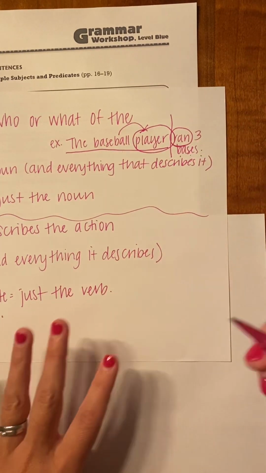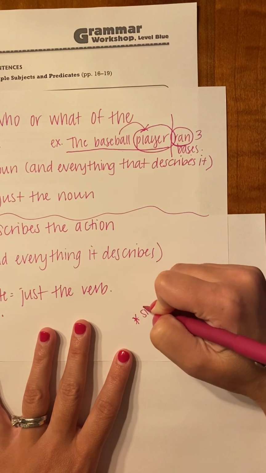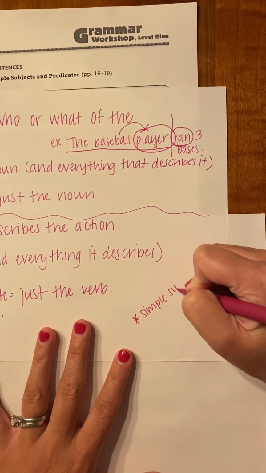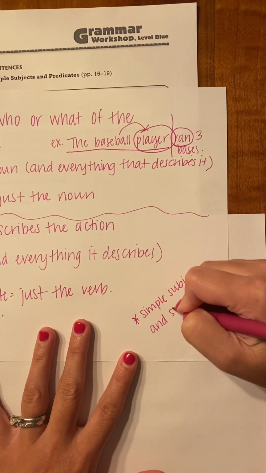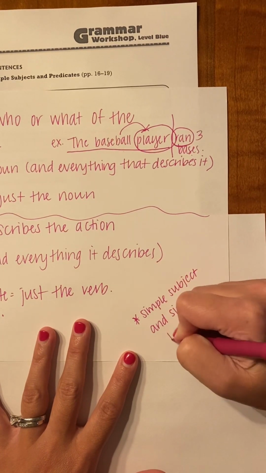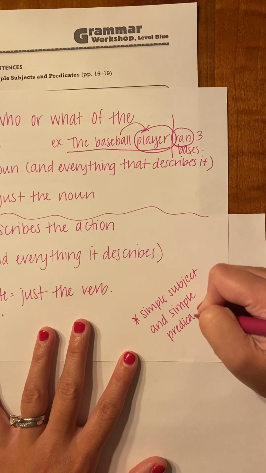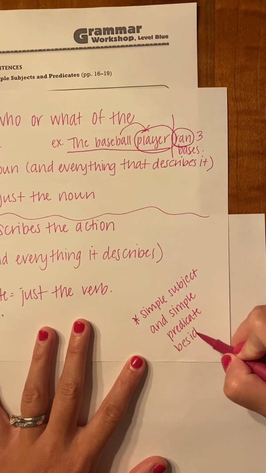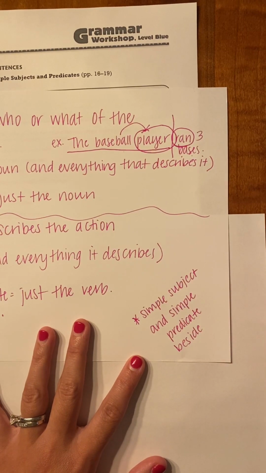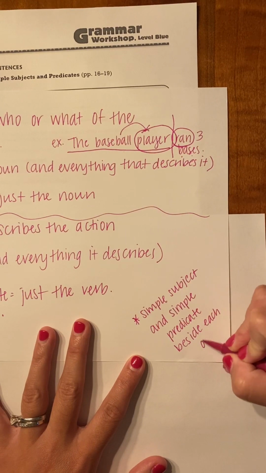3 bases. So usually the simple subject and the simple predicate are beside each other, okay? In this case, it rang true, player and ran. Doesn't happen all the time, but I would say 98% of the time it happens, okay?